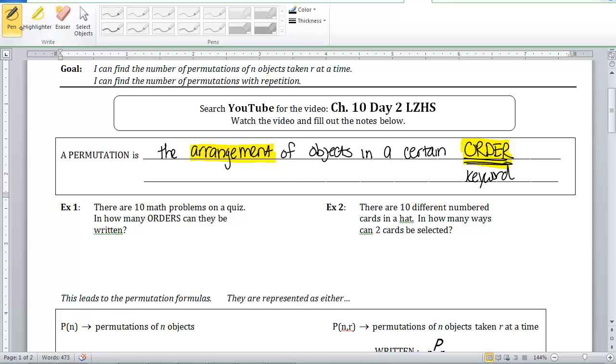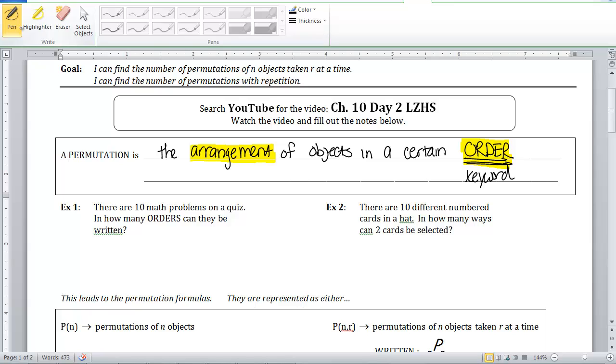If the order didn't matter, we would do something we call a combination that you will learn about in the next video. Let's take a look at example 1. Let's say there are 10 math problems on a quiz. In how many orders could those 10 problems be written?